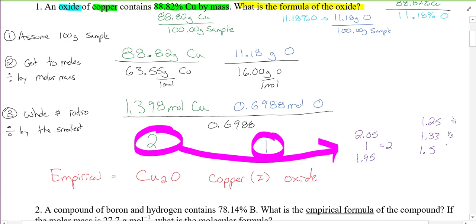0.33 is a third. 0.5 is a half. So if I have a half or a third or a fourth, I have to multiply everything by the denominator, which means I multiply everything by 4 there, everything by 3, and everything by 2. That would mean I would multiply this number and this number by whatever number I had.